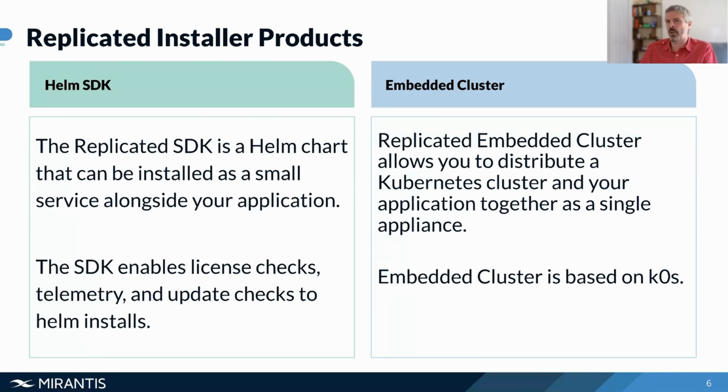The Helm SDK is for people that just want to use Helm in their install pipeline. Helm truly is the common base that most enterprises build their Kubernetes software around. So to ensure you can deliver anywhere, we have the SDK. It's a small microservice that gives you access to licensing, telemetry, and update checks from the Replicated platform.